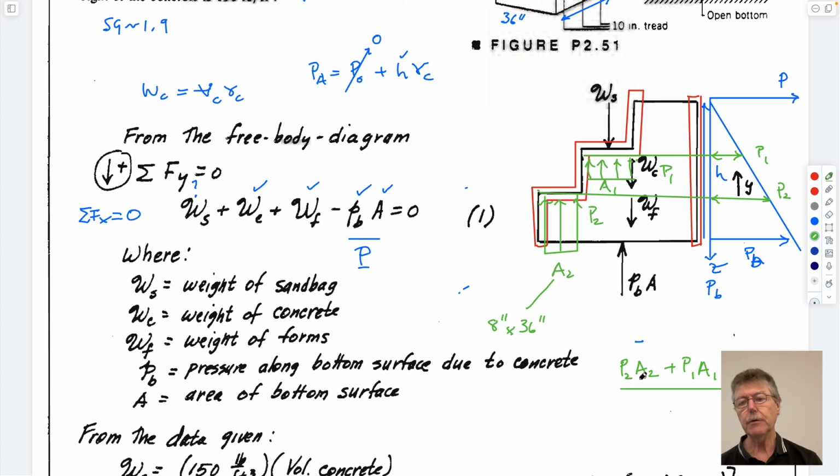And so if we calculate what the pressure is acting on this step, acting upwards, and the weight of the sandbag, sorry, minus the weight of the form, right? That has to go in here as well, right? The weight of the form is included inside this red line. The weight of the concrete is not.